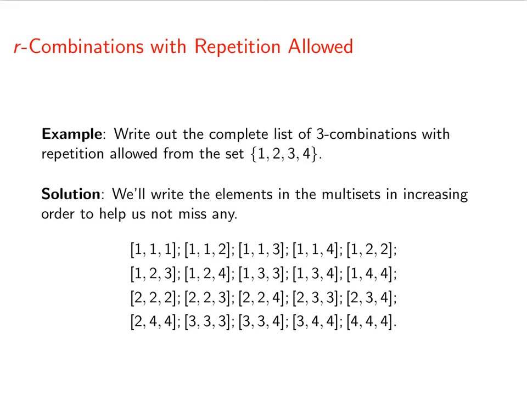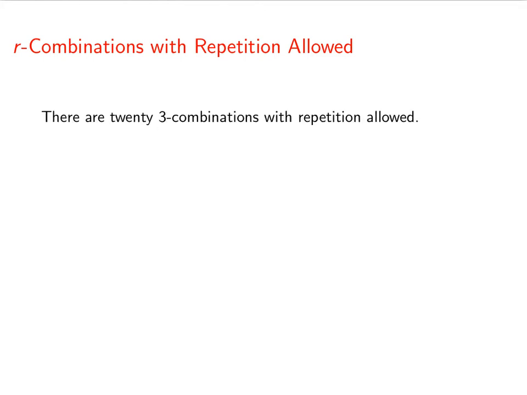Well, here's the list. This is the complete list of all 3 combinations with repetition allowed, also known as multisets. Keep in mind that with multisets, we're allowed to pick the elements more than once. So there are 23 combinations with repetition allowed.